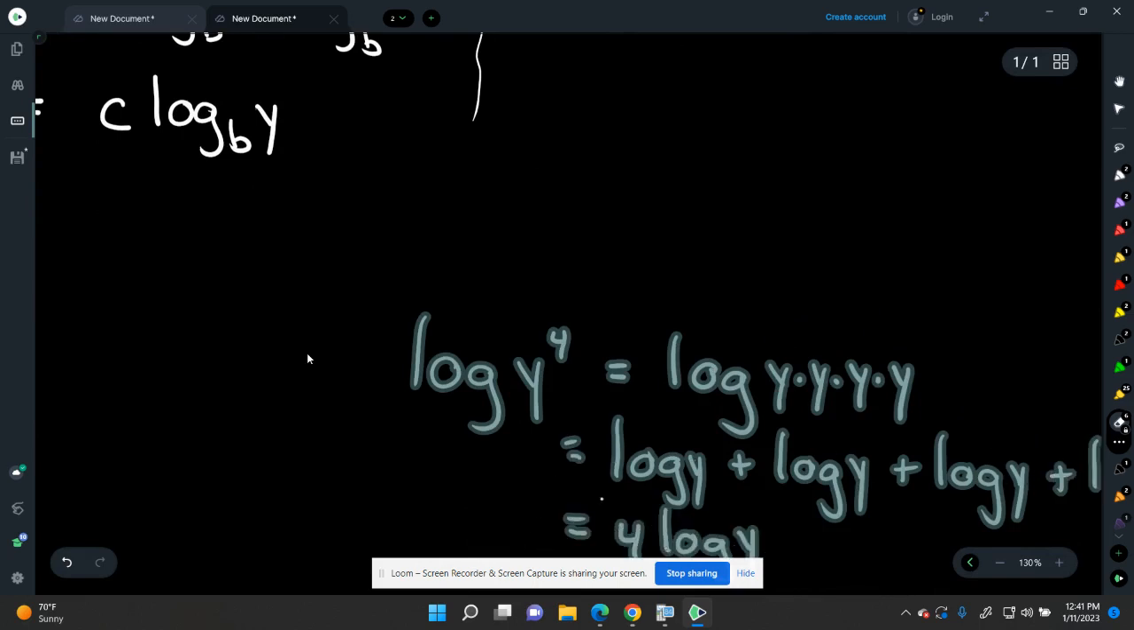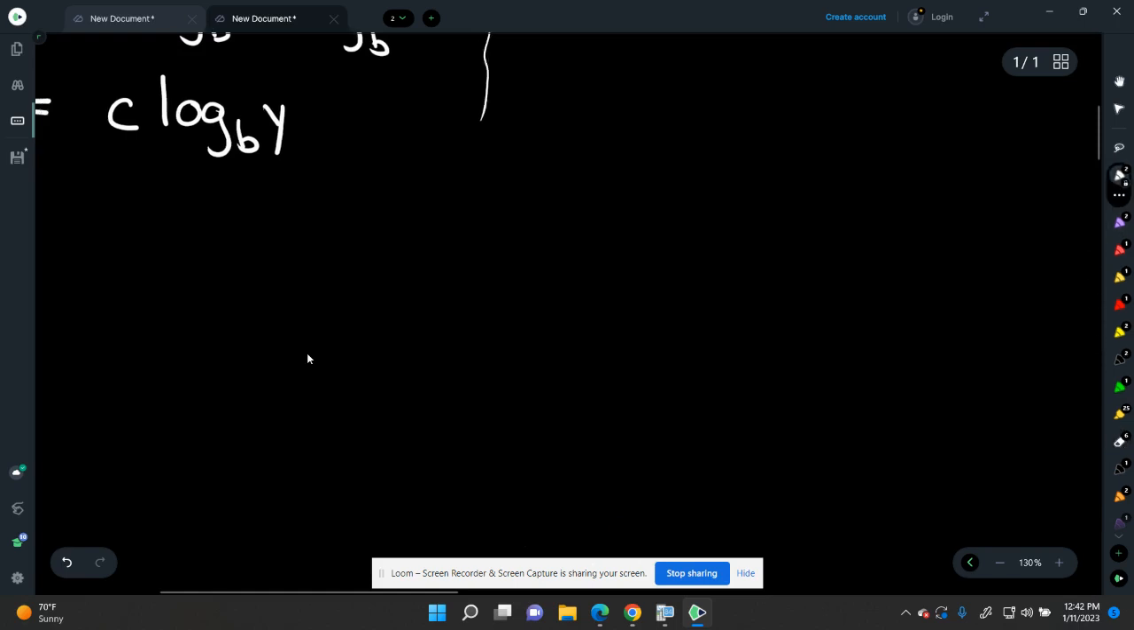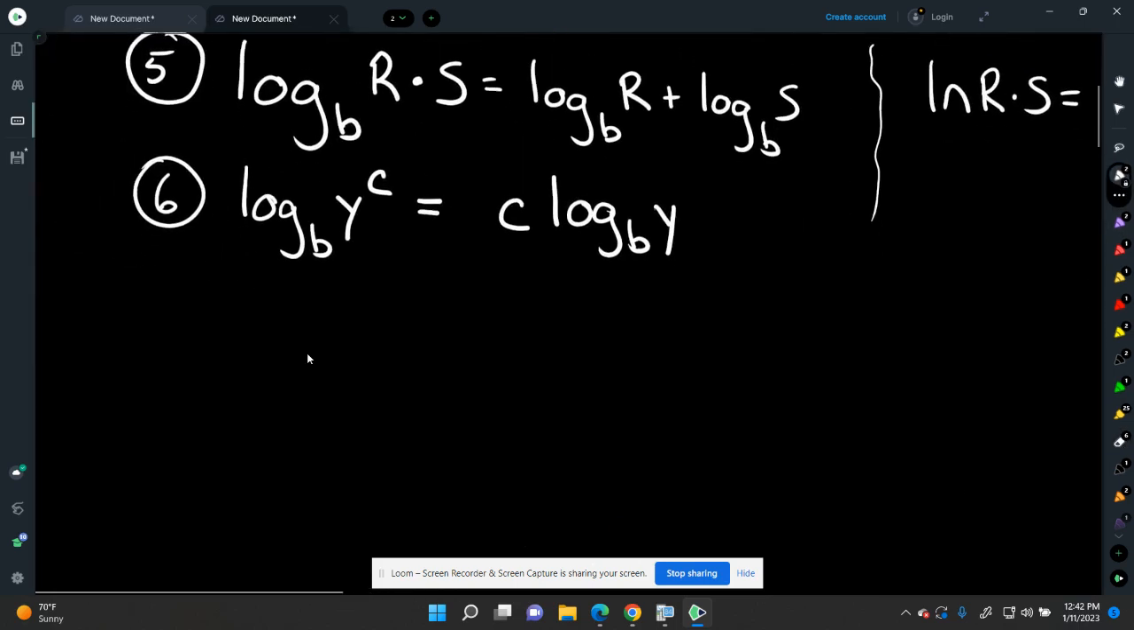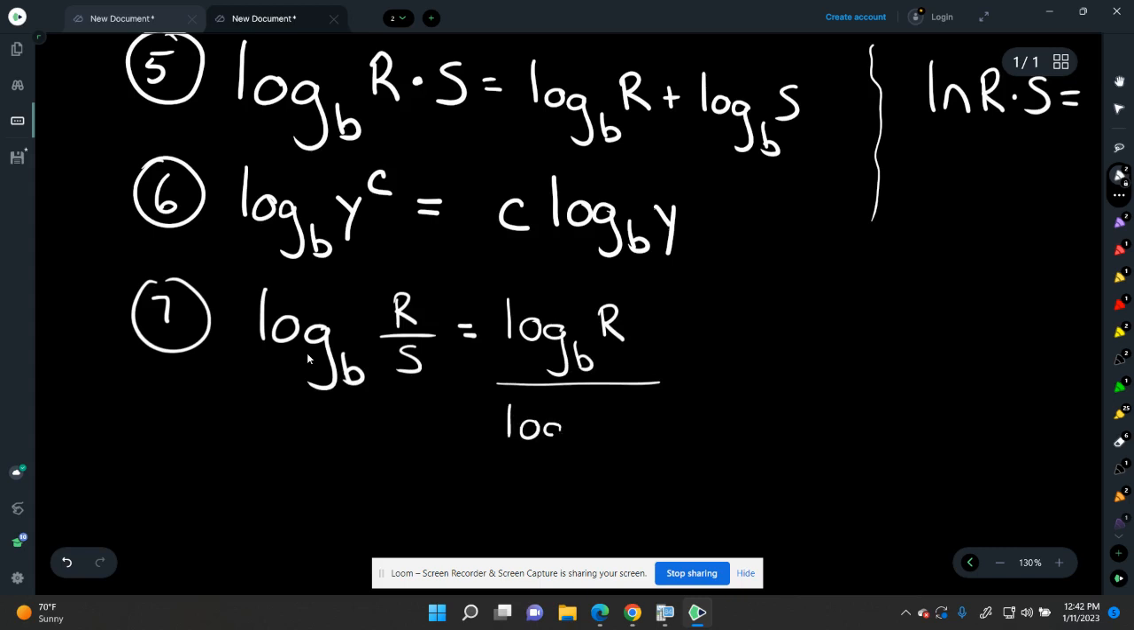Okay, so if multiplying means that we can add the logarithms, what do you think happens when we divide? We're going to subtract them. So log base b of r divided by s can be rewritten as log base b of r minus log base b of s.